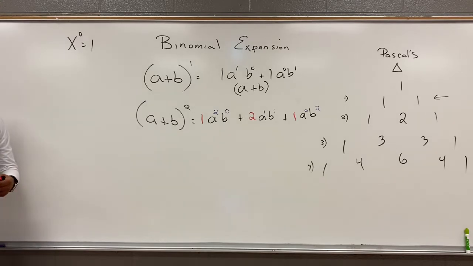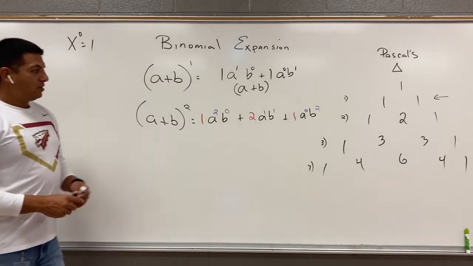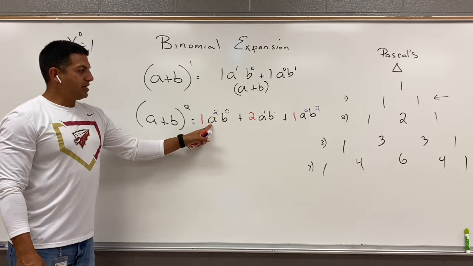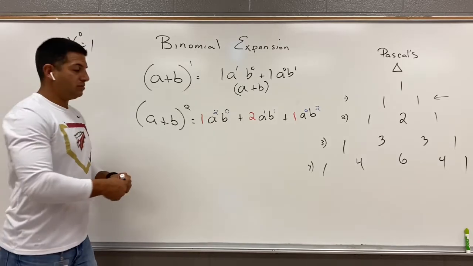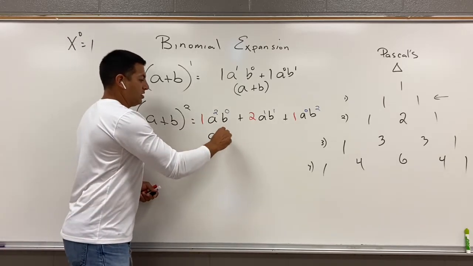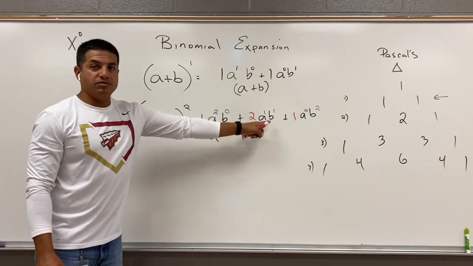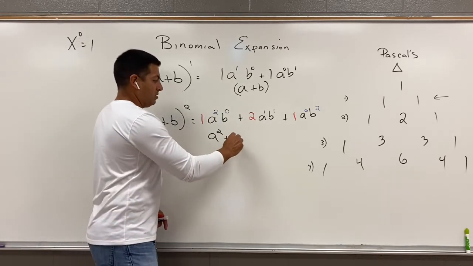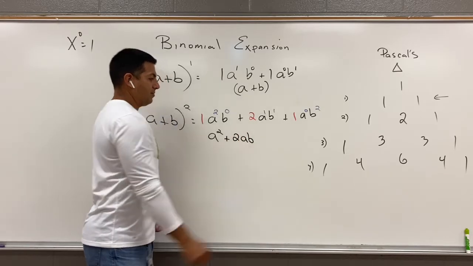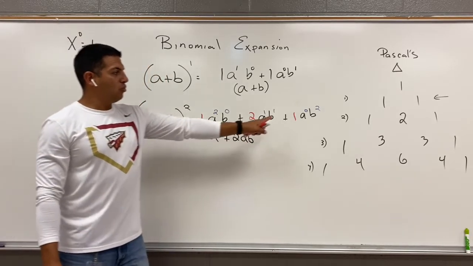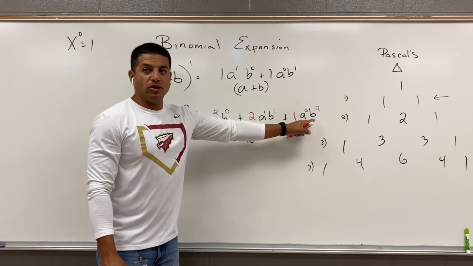So now if we clean this up, what's 1 times A squared times 1? Just A squared. What's 2 times A times B? 2AB. And then what's 1 times B squared?